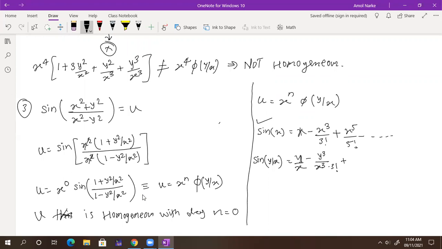Y divided by x, so what degree came here? 1 degree only, y divided by x. Here also you can write y raised to 5 divided by x raised to 5, into 5 factorial, plus dot dot dot like that. What is the degree of that function? Here numerator 1, denominator 1, degree is 0. Here numerator 3, denominator 3, degree is 0. Here numerator 5, denominator 5, degree is 0. So this is homogeneous. Sine x is not homogeneous because each term has a different degree.